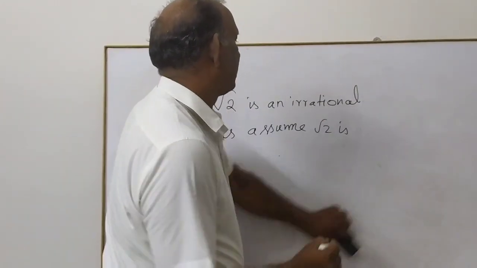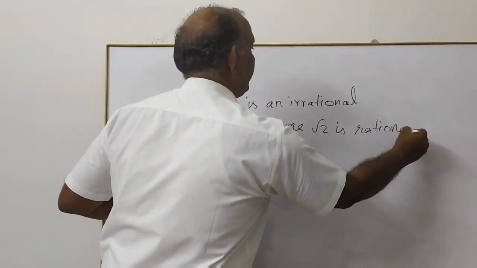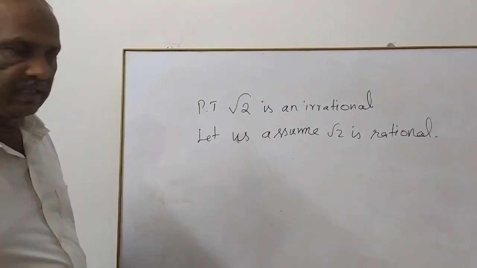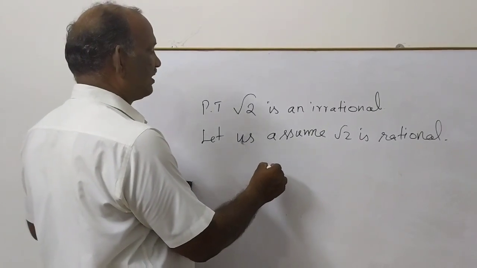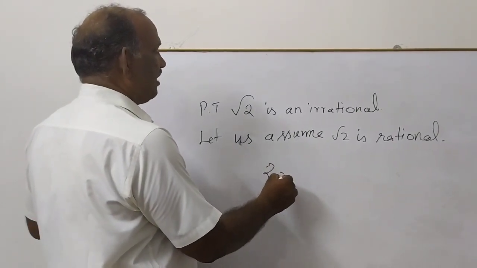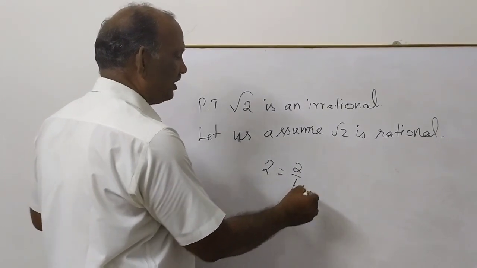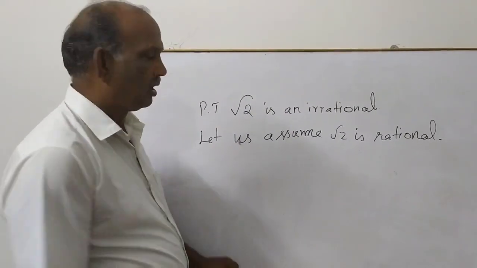Root 2 is a rational number. Rational number means what? A rational number can be written as p by q, where q should not be equal to 0, and p and q are co-prime. Co-prime means what?